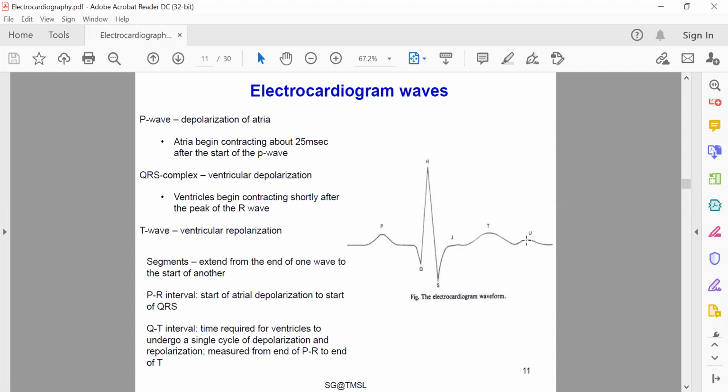Now the PQ interval represents the time during which the excitation wave is delayed in the fibers near the AV node. Okay, so that is the electrocardiogram wave.